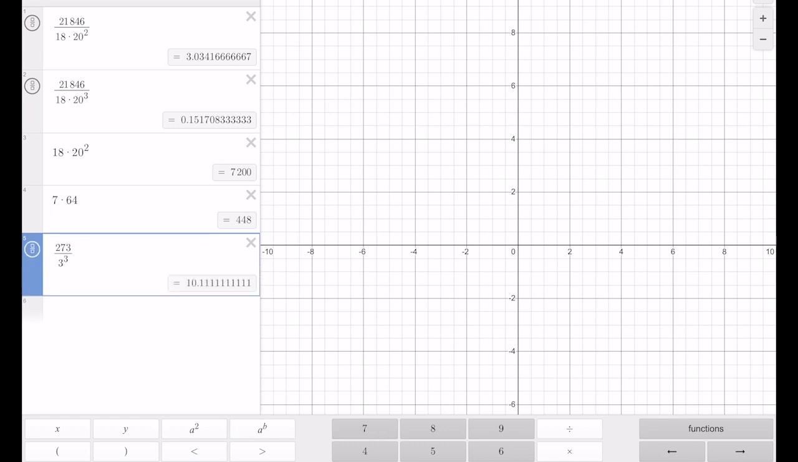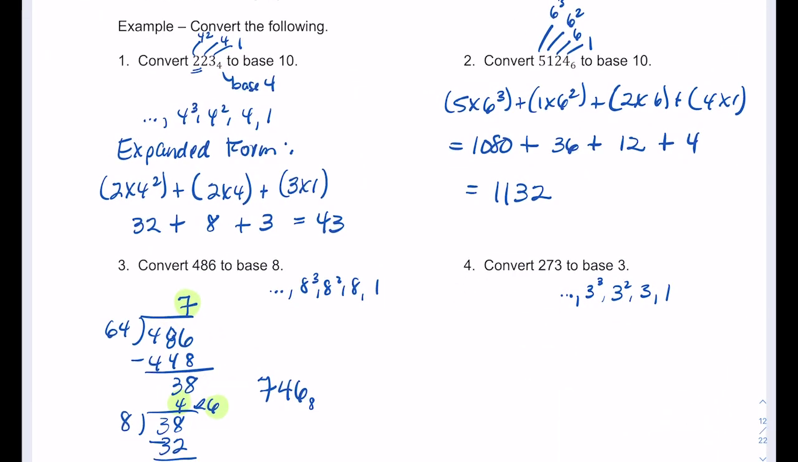okay, it goes in 10 times. We actually might be able to divide it again. So let's do 273 divided by 3 to the 4th. And it goes in 3 times. If I try anything more than 3 to the 4th, it's going to be over. So 3 to the 4th, or 81, is the number that I'm going to divide by. So I'm going to start with 81 into 273.